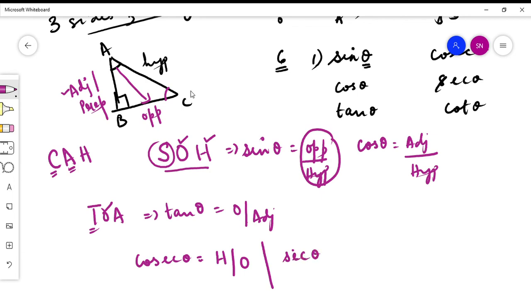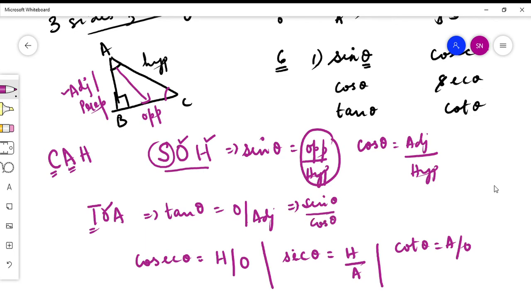Now what will be secant theta? Secant theta will be hypotenuse divided by adjacent side. And lastly, tan theta was opposite by adjacent side, whereas cot theta will be equal to adjacent by opposite side. And please make a note here, tan theta can also be written as sin theta divided by cos theta, and cot theta can also be written as cos theta divided by sin theta.